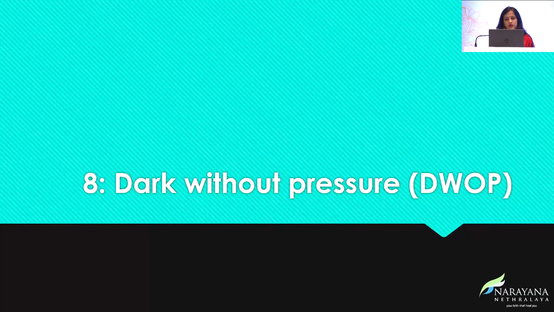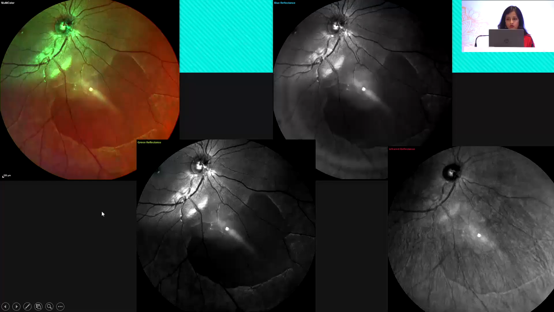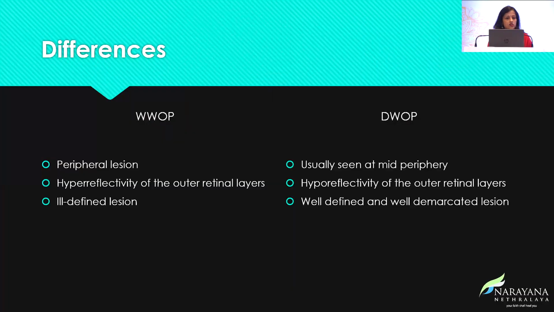Next, dark without pressure is not very common. You have seen white without pressure, but you can also see an area there which is dark. If you can see in the left of your image, I do not know if I can find my cursor, I can't. So, there are few other images here. This is dark without pressure. So, basically the differences are, dark without pressure is seen in the mid periphery. They are hyporeflective of the outer retinal layers and well defined and well demarcated compared to the WWOP, again does not require any prophylaxis.